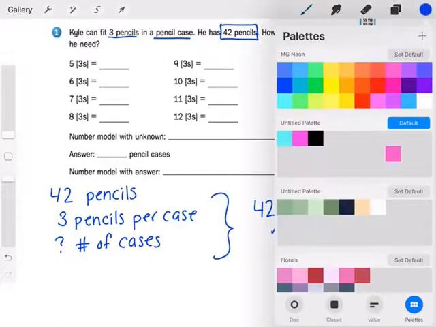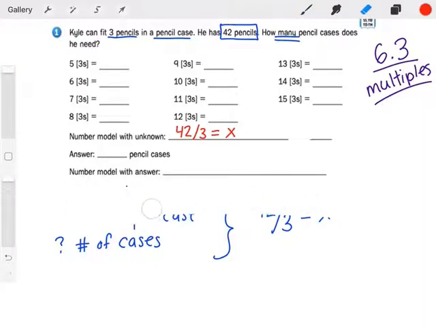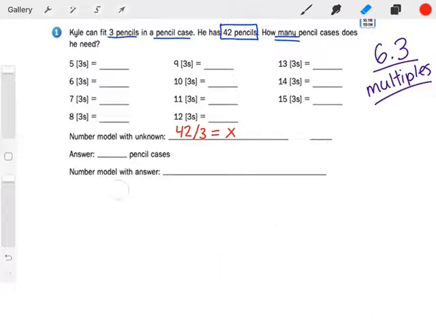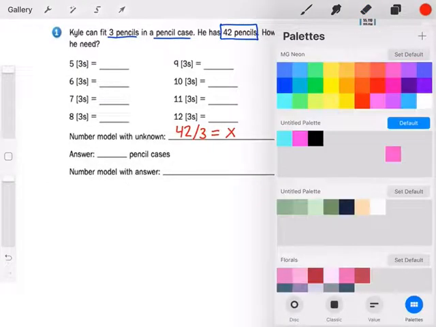So right now, I want you to fill out the number model with the unknown, which is 42 divided by 3 equals X. We're not sure what it equals. So that's the first step. Now we're going to fill in the multiples of 3. So I'm going to pick up a different color.